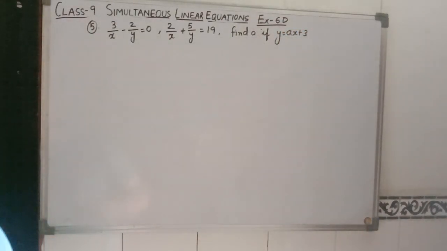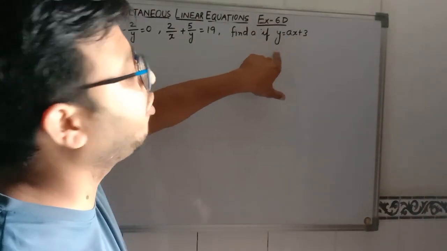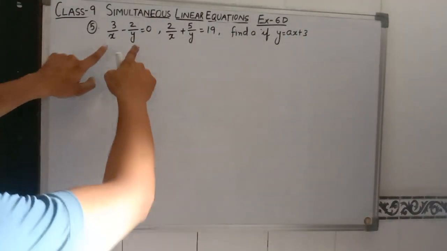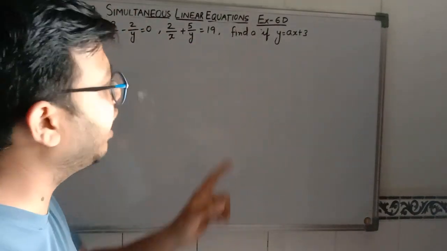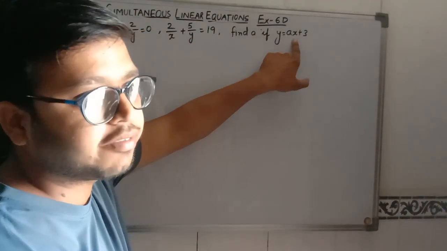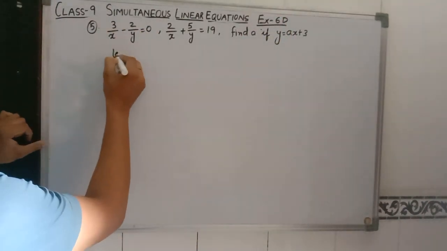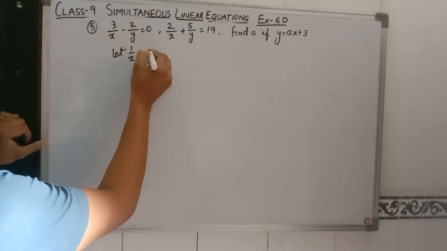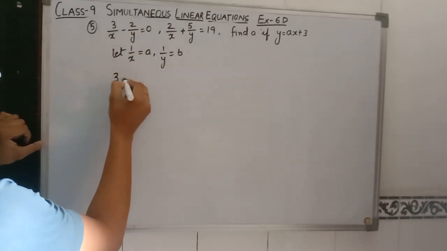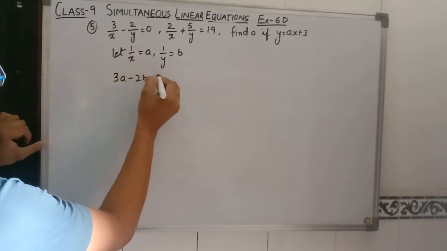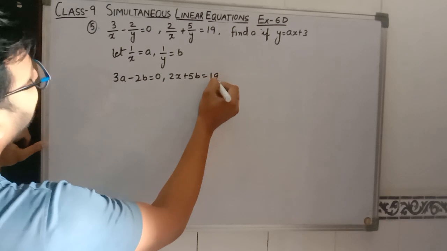So it means we have to find a, but a can be found only when we have the values of x and y. So what we are going to do: first we solve these two equations, we get the values of x and y, then we place the values of x and y in this equation, and then we get the value of a. For this purpose we consider, let 1 upon x is equal to a, 1 upon y is equal to b. So the equations will become 3a minus 2b is equal to 0, 2a plus 5b is equal to 19.